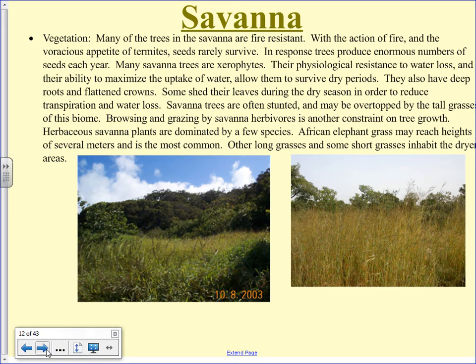Trees have to produce huge numbers of seeds each year because most of the ones that fall on the ground get eaten by termites. Termites eat any plant material. If you want to reproduce as a plant, you'd better make lots and lots of seeds because most of them are going to get used for food. So you see huge amounts of pollen and stuff like that on the wind in the savanna, because it's the only way that plants can survive.